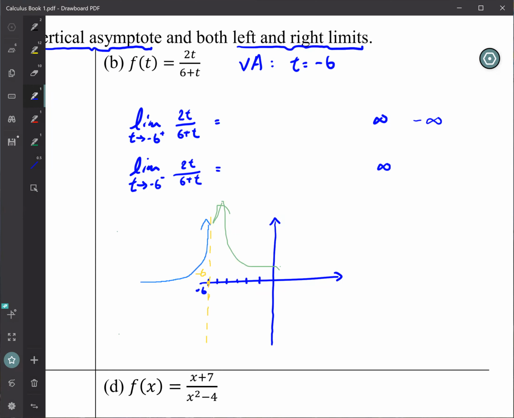Let's check another person, right? Okay. How about Lex? What about you? Which side did you get positive?